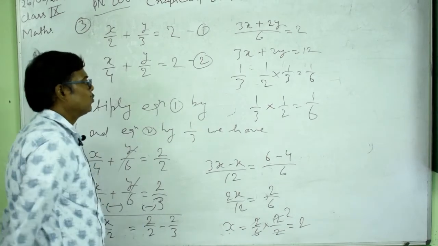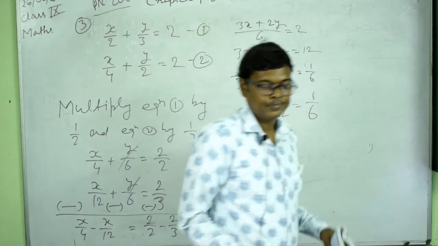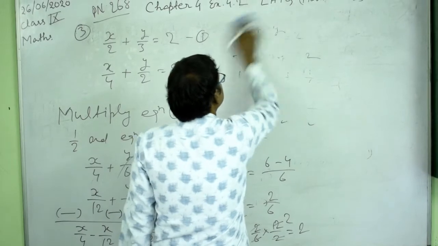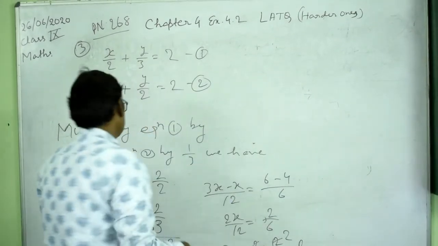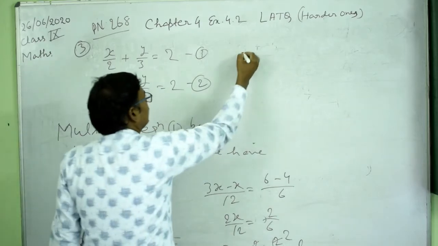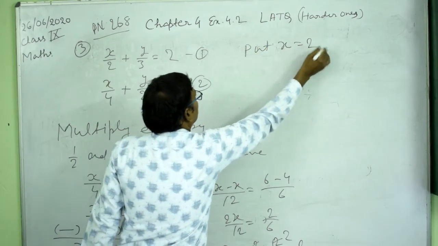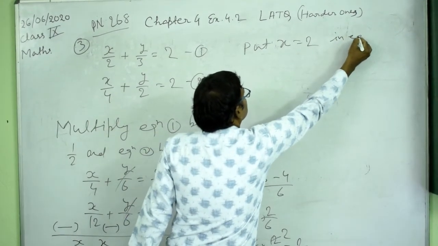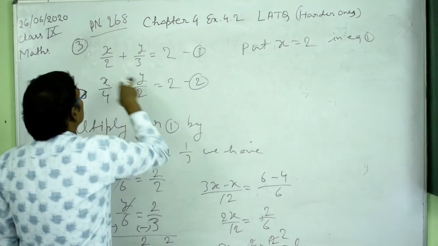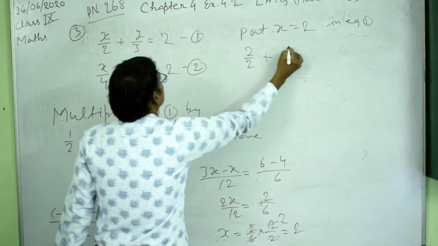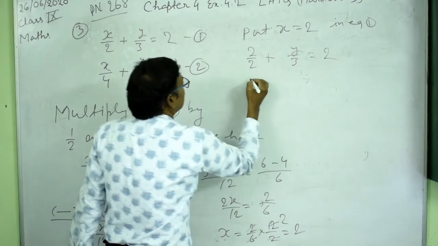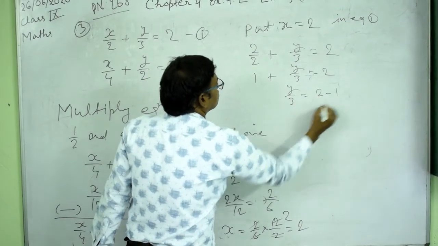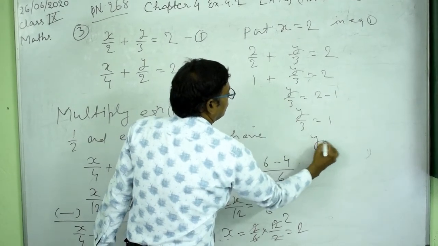I have got x equal to 2, and now find the value of y. So put the value of x. Okay, put x equal to 2 in equation 1 or 2. So I will put it in 1. Put x equal to 2 in equation 1. Then x equal to 2 here, so you have 2 by 2 plus y by 3 equal to 2. Then it is 1 plus y by 3 equal to 2. Then y by 3 equal to 2 minus 1. Then y equal to 3.